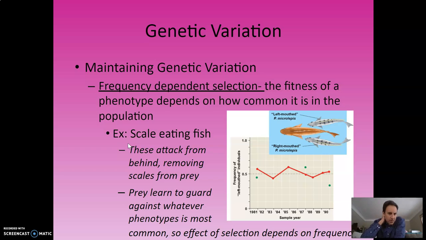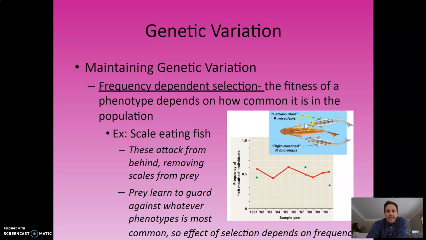All right, one final way to maintain genetic variation is frequency-dependent selection. So here, the fitness of the phenotype depends on how common it is in the population. An example of this is scale-eating fish. This just seems cruel. You can see in this picture, here's a nice little chillin' fish. And then here you've got the scale-eating fish, and its mouth is kind of leaning to the left. But then you also have a variation where the mouth leans to the right.